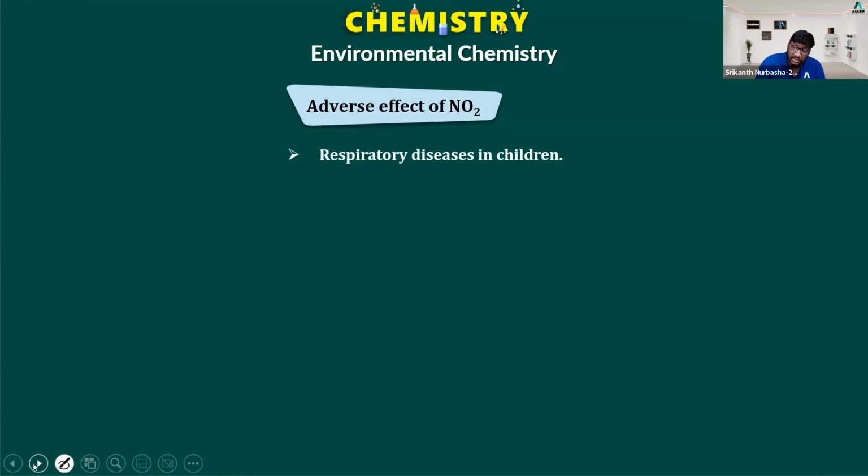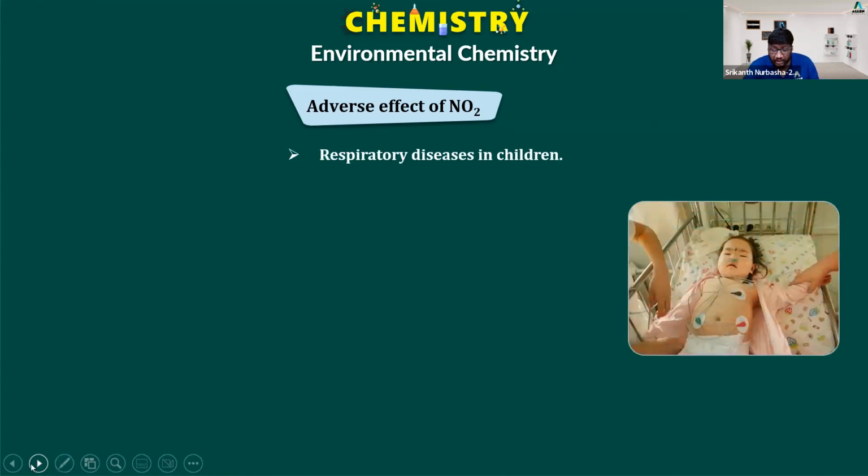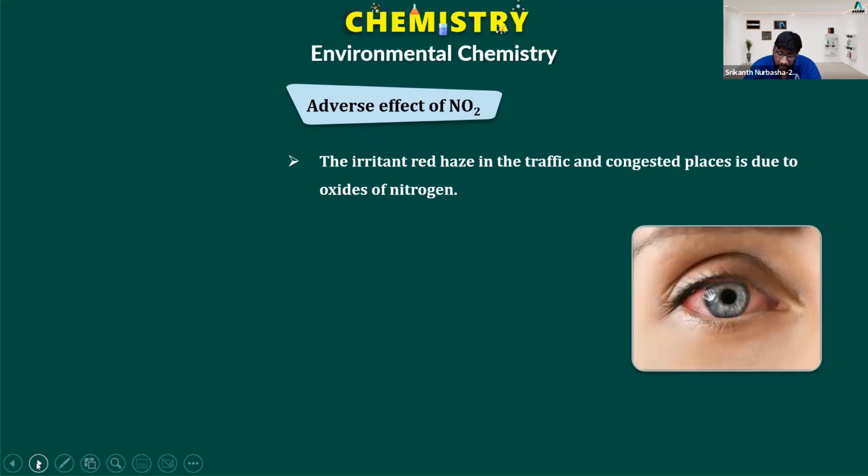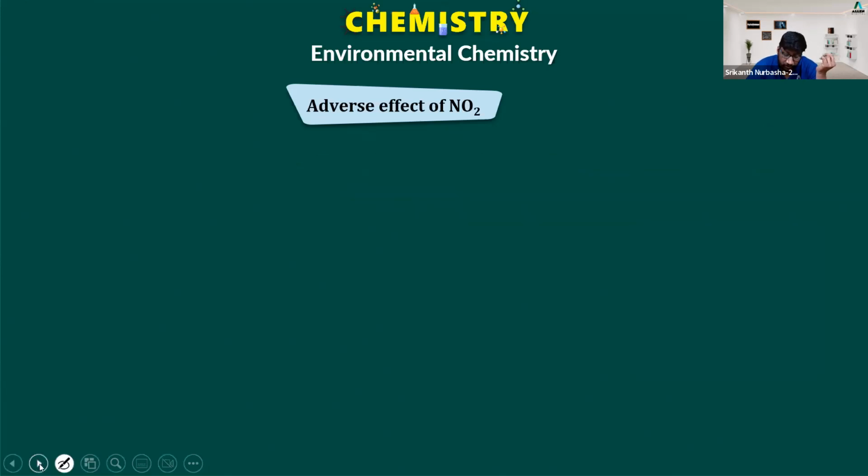It is also causing respiratory diseases in children. If you look at the adverse effects of NO2: respiratory diseases in children. The irritant red haze in traffic and congested places is due to oxides of nitrogen. Whatever irritation we get in traffic and congested places is because of compounds of NO obtained from the reaction between N2 and O2 at higher temperature. Because of those oxides only, we get this irritation in congested places.